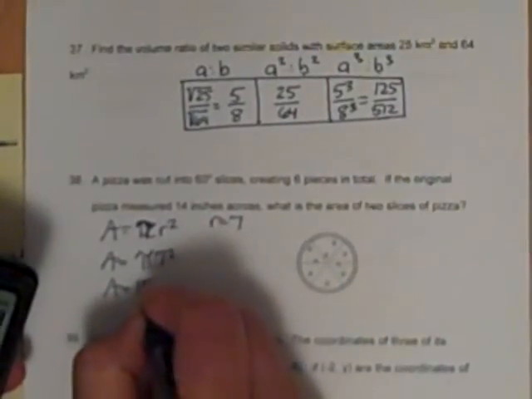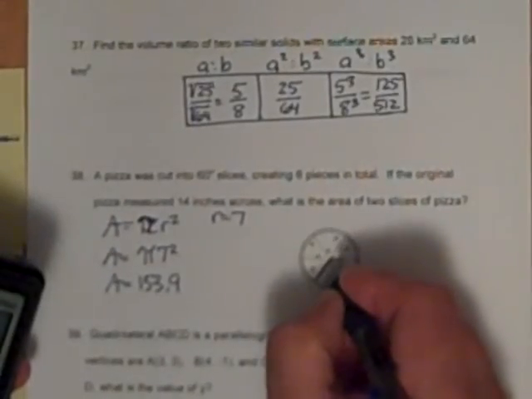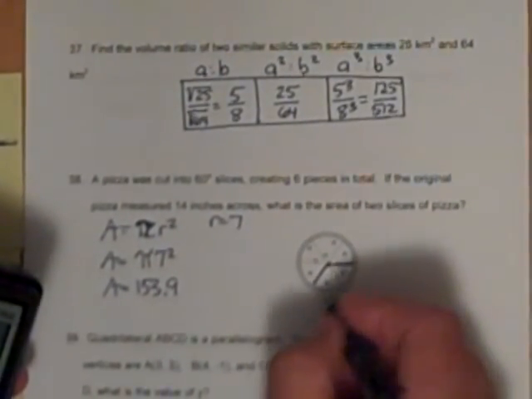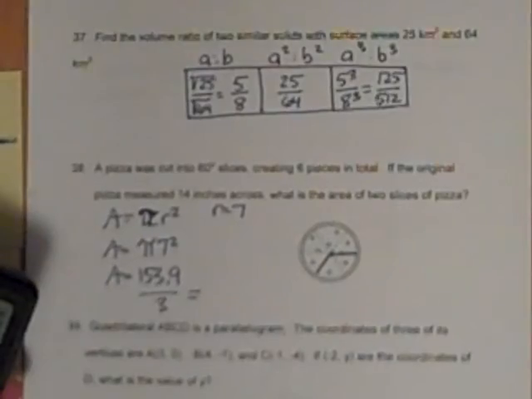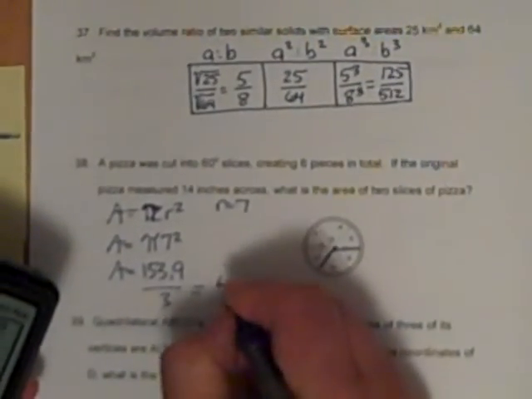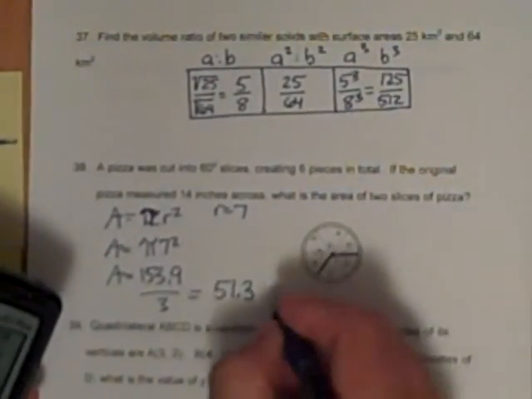Plug that in our calculator. Pi 7 squared. 153.9, so area equals 153.9. That's the whole thing, but we only want this much. That's 2 of the slices out of 6, or 1/3, so we can just divide this by 3, and that will give us our total, 51.3 square inches for 2 slices of pizza.